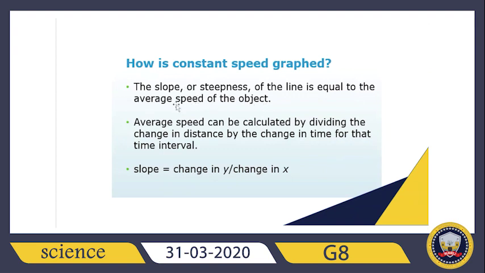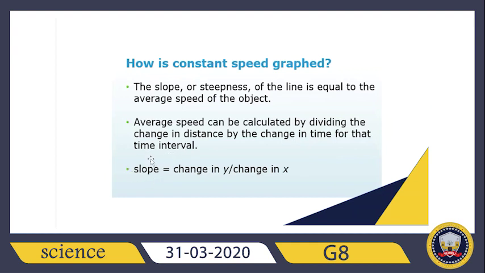So we can, guys, find out the speed of an object either using the formula that we have learned, which is s equal to d over t, or we can find out the speed from the graph. Again, the slope or the steepness of the line is equal to the average speed of the object. So how can we find out the value of the slope? Average speed can be calculated by dividing the change in distance by the change in time for that time interval.